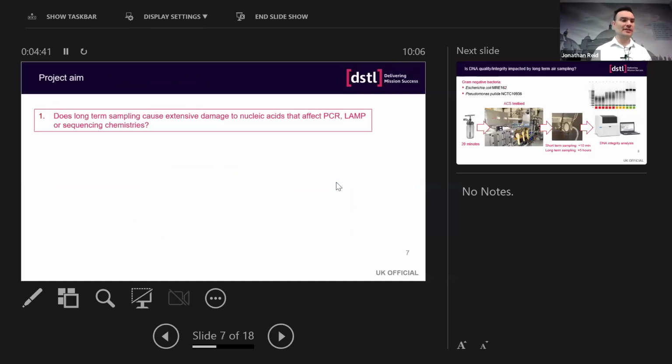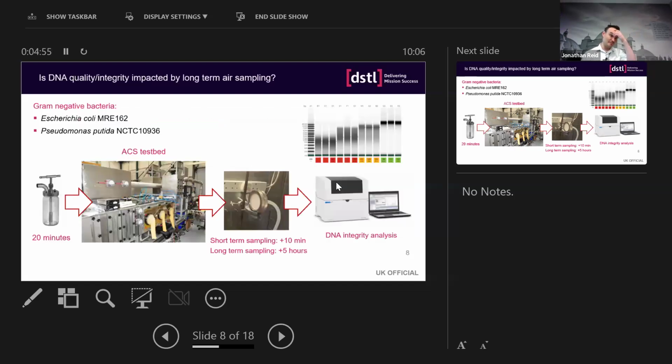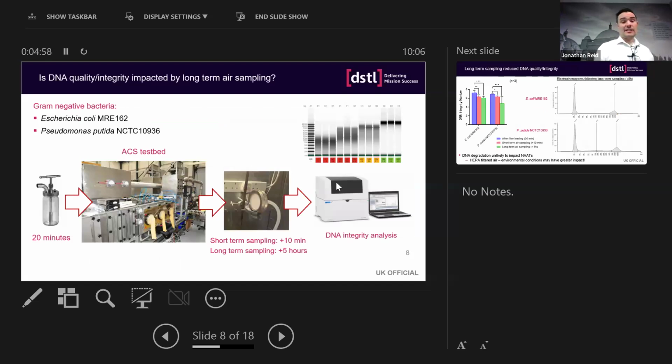So this project in its early phases looked at addressing the question of whether long-term air sampling causes excessive damage to the nucleic acids and whether that affects these technologies such as PCR, LAMP and sequencing. To test this, aerosols of 2 gram-negative bacteria, Escherichia coli and Pseudomonas putida, were generated using a 6-jet Collison nebulizer operating at 15 litres a minute for 20 minutes.